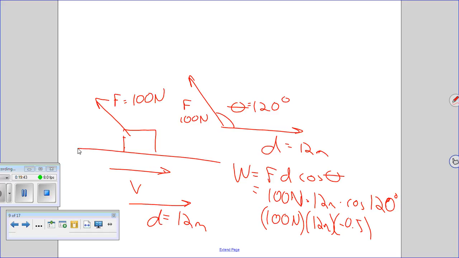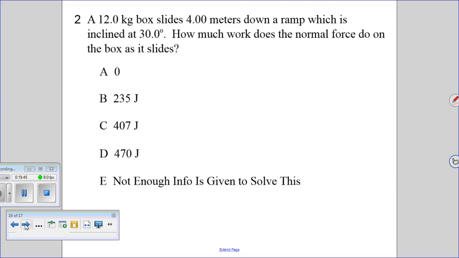All right, cool. Okay, so here's another example. So this, in your notes, that is not number 2, it's number 3.